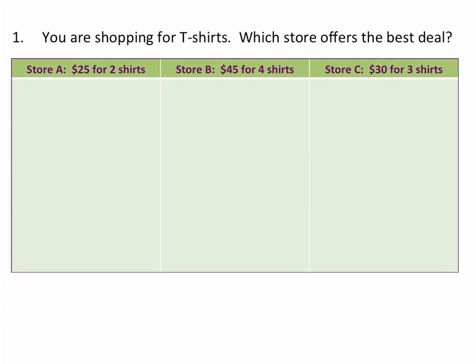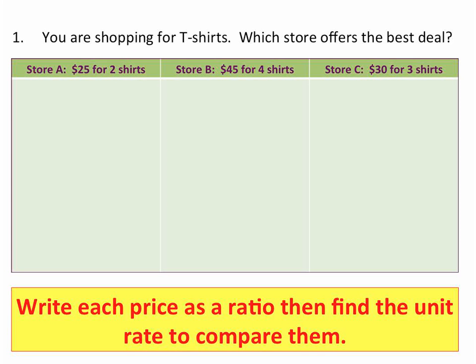So here we go with some examples. You are shopping for t-shirts. Which store offers the best deal? Well, store A has $25 for 2 t-shirts. If we can write each price as a ratio, then find the unit rate, we'll know how much it costs per t-shirt. And then we can find out which deal is the best.